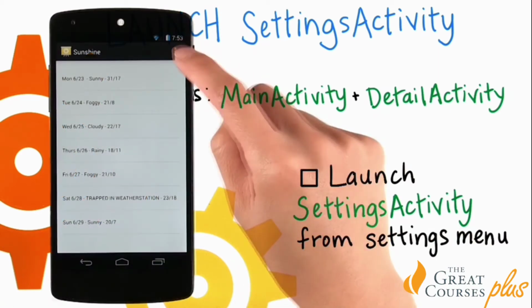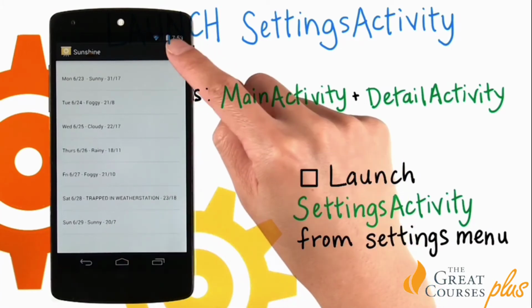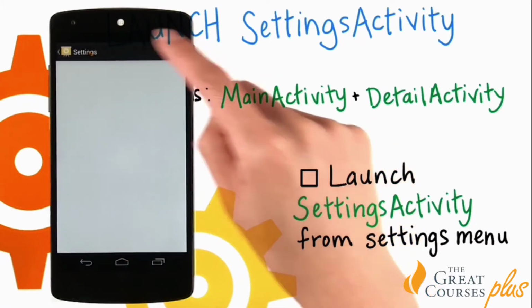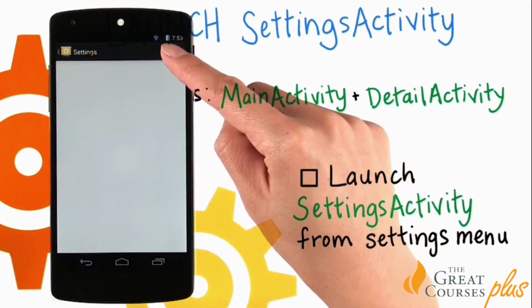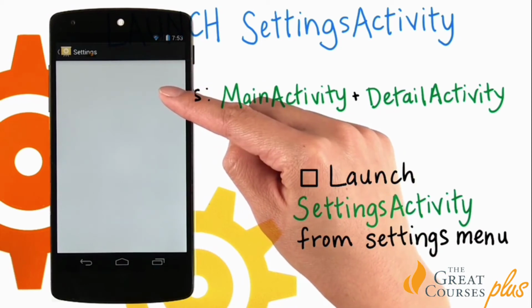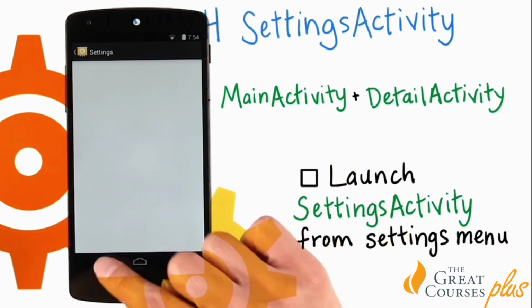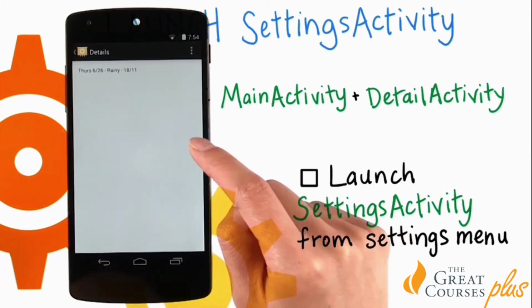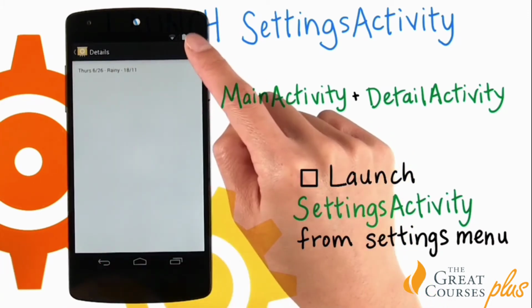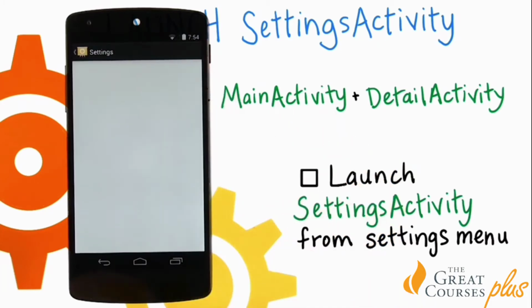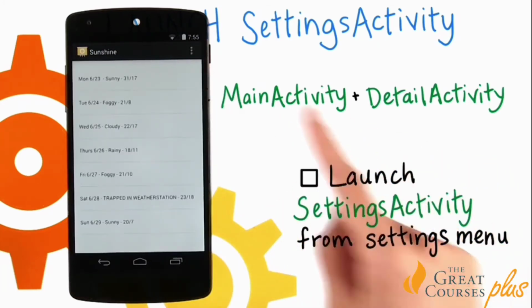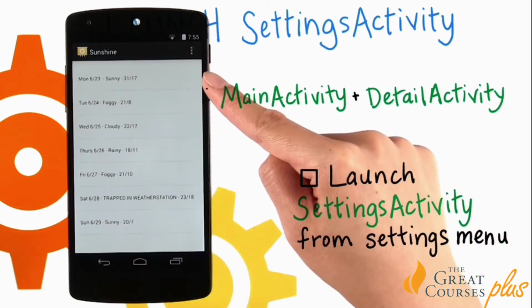This is what it should look like. From the main activity, if you tap on Settings menu, it should bring you to the Settings activity. It is expected for it to be blank because we haven't populated it yet. Now let's try the Detail activity. If you tap on a forecast, you can go into the Detail activity, and then you can go into the Settings activity. Complete the task and then verify that your app behavior is like this.